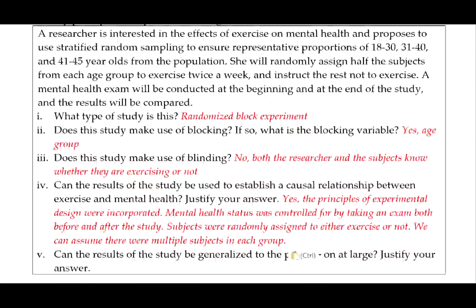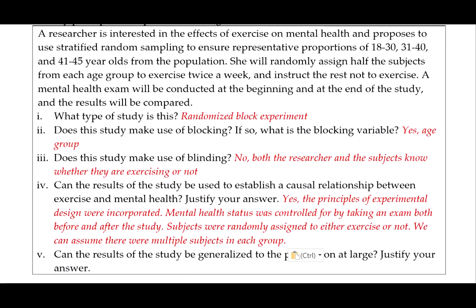Mental health status was controlled for by taking an exam both before and after the study, so we have controlling. Subjects were randomly assigned to either exercise or not, so we have that randomization element that we need. And we can assume that there were multiple subjects in each group, so we have replication as well.